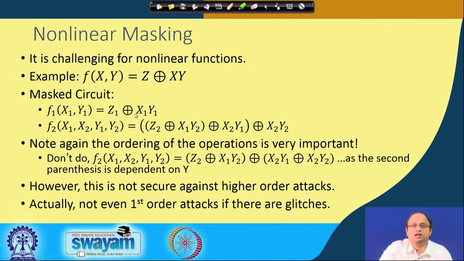So, as we have seen in the last class, if we want to mask a nonlinear circuit like Z = XOR XY, one potential way of masking is as shown here, and theoretically this should be secure against a first order attack. Okay. But we discussed that this is not secure against first order attacks if there are glitches. Okay.